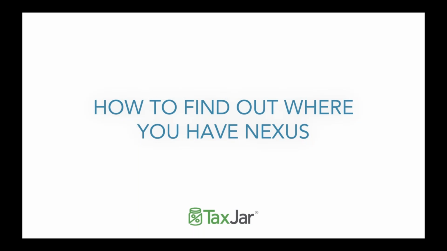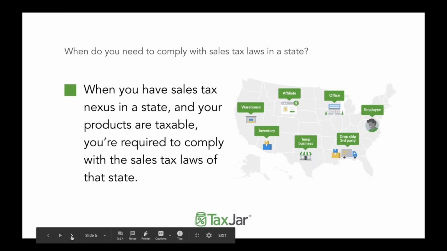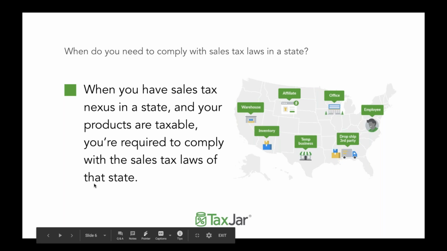Okay, so I'm going to jump into things first here, really determining how to find out where you have nexus. First off, let's talk about how to define nexus. Having nexus in a state simply means having a presence or connection in a state that's significant enough for you to be required to comply with that state's sales tax law. And comply means registering for a sales tax permit and then collecting and remitting sales tax where appropriate from buyers in that state. Now, there are really 2 types of nexus, physical nexus and economic nexus.